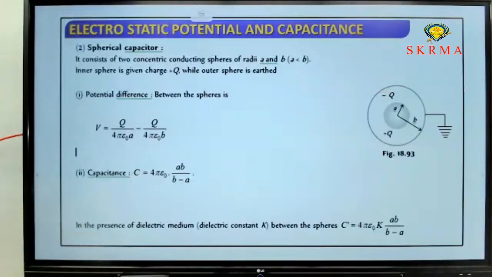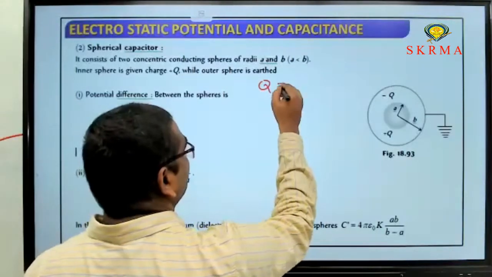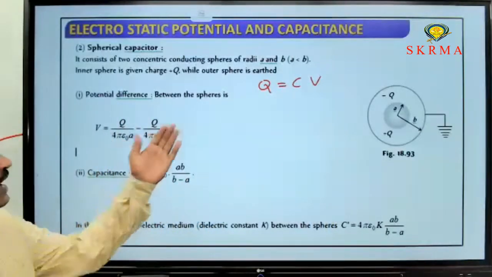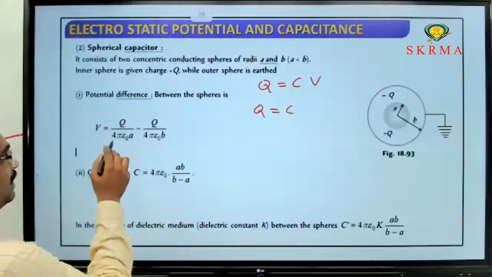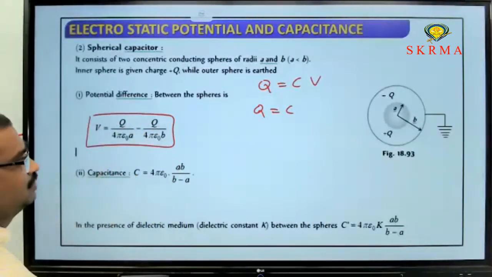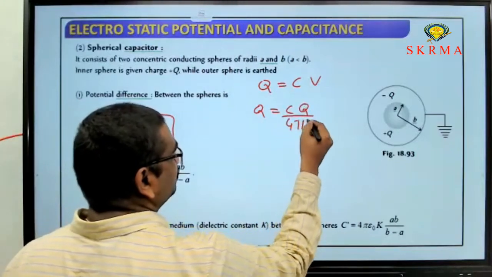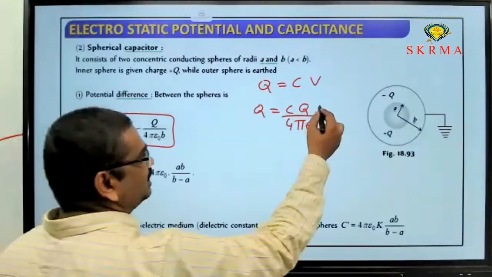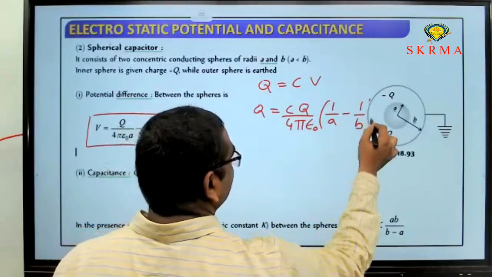How are you going to solve this one? Let me explain that once again. What is the basic relation between capacitance and potential? It is Q equal to CV. Substitute this V value there. Then Q equal to C into, what is the common factor in this one? Q by 4 pi epsilon naught is the common factor. Take Q by 4 pi epsilon naught as common. What is remaining? 1 by A minus 1 by B.